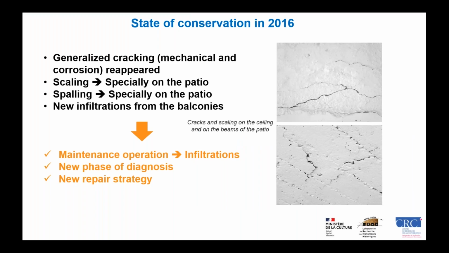what was evident is that we had again generalized cracking with mechanical and corrosion origins. We had scaling, especially in the patio, spalling, again in the patio mainly, new infiltration from the balconies. And so two operations were planned. First, a maintenance one to deal with the infiltration. And the second one was a second diagnosis phase and to elaborate a new repair strategy as the first one failed.